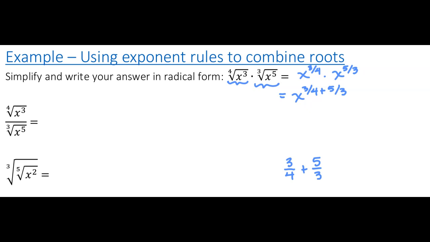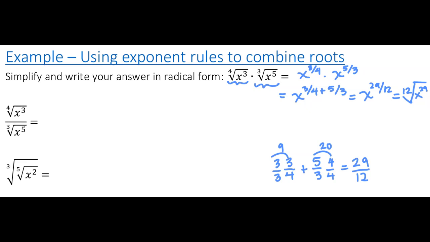3/4 and 5/3, the common denominator is going to be 12, so we'll do 3/3 and 4/4. Which means we have 9/12 and 20/12, which is going to give us 29/12. X to the 29/12. And that's a great answer in exponent form. This did ask us for radical form. So this is the 12th root, remember roots are always in the bottom, of x to the 29. Very messy, but just to see that we can play around with these rules no matter how messy things get.